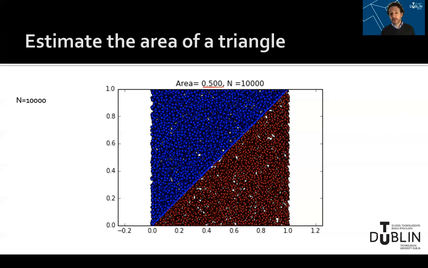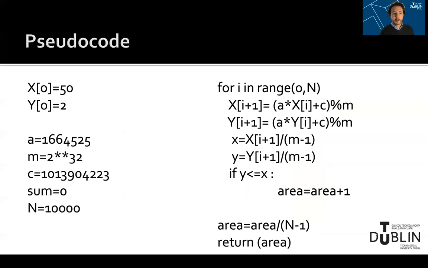So for every single one of these, we have an x and y coordinate, and we just need to know, is it below or above the line? So how do we do that algorithmically? We start with a seed. We need to choose an A and M. So C for X, C for Y, and a C, and we have a sum. Actually, that should be area.